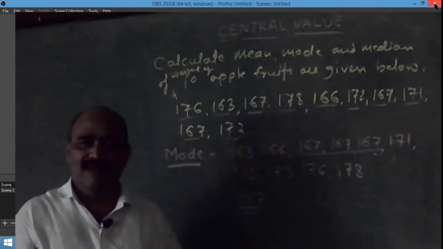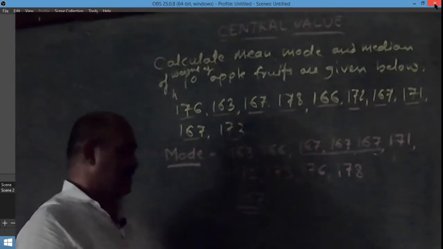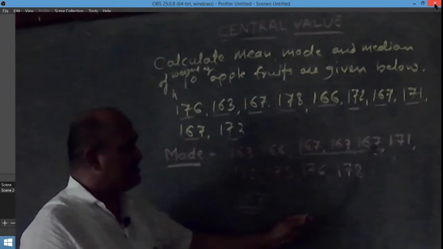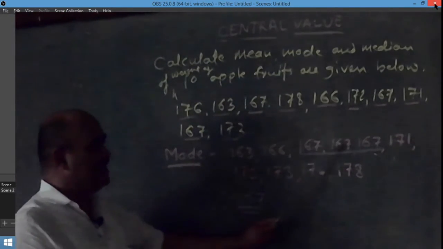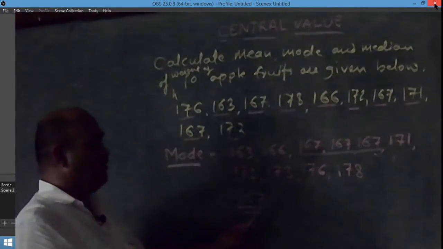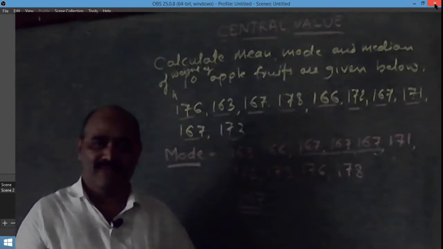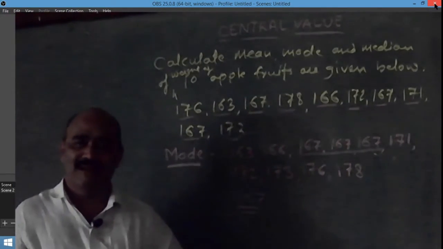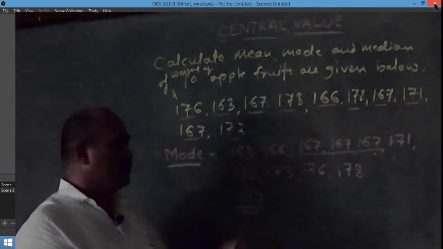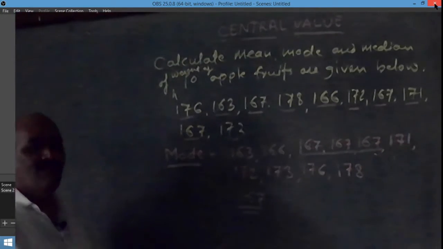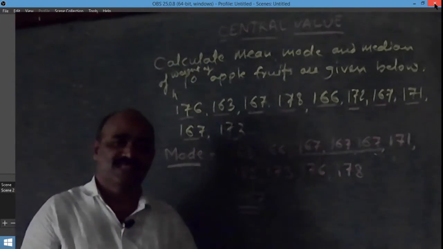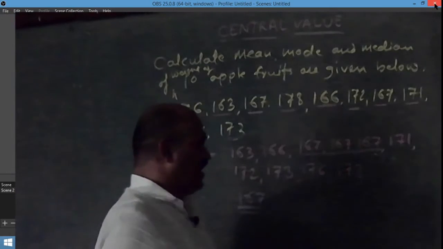167 is coming three times in our data. That means out of 10 apples, 3 apples have a weight of 167 grams, and now 167 appears 3 times in our data. Out of 10, 3 observations are 167, 167 and 167. So the mode of our data is 167. That means the observation that comes most frequently in your data is known as the mode of our data.